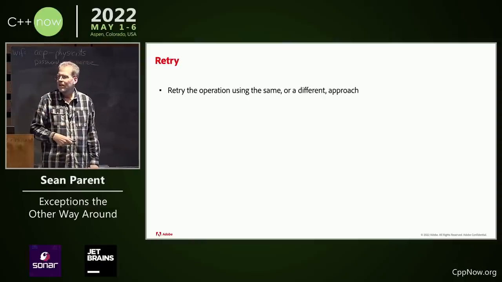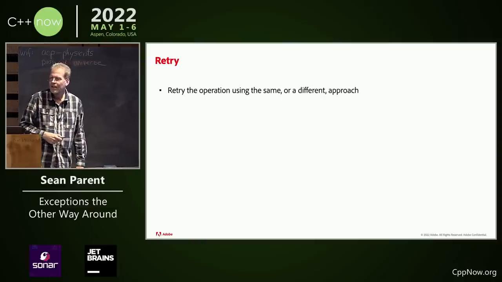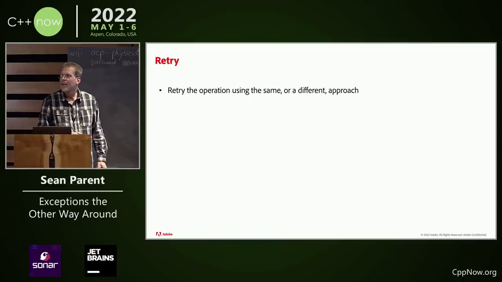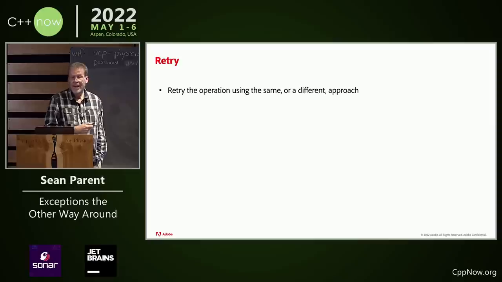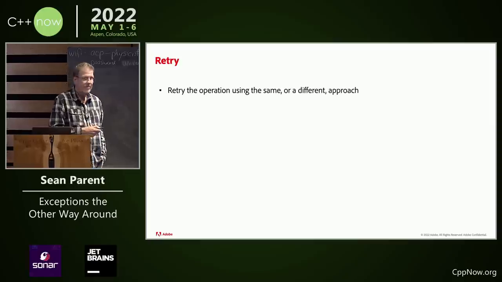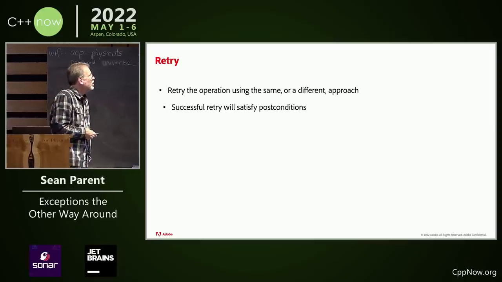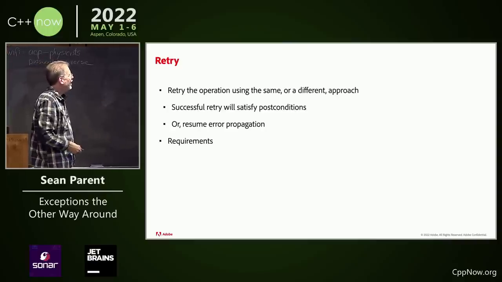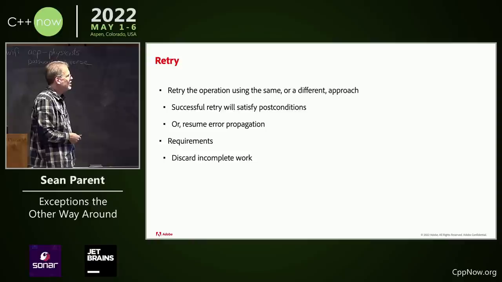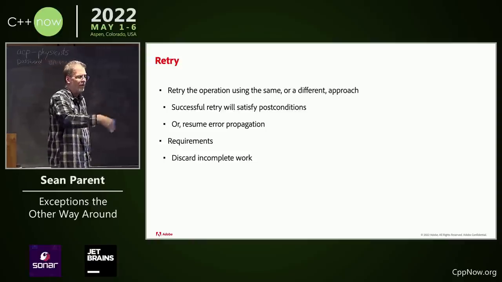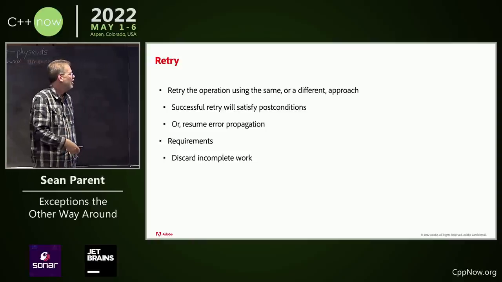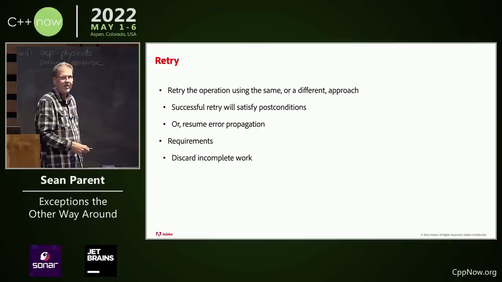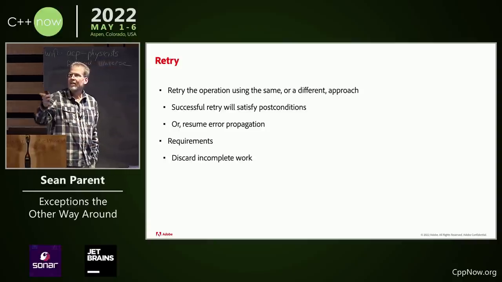Dave? I think you want to make the point that that kind of thing normally happens very close to the source of the failure. Yeah. We're going to get to that, right? So we said that, or we resume the error propagation. So the requirements are that we need to discard whatever junk we're hanging on to, okay, so that we can continue, right? And usually that means getting a strong exception guarantee.